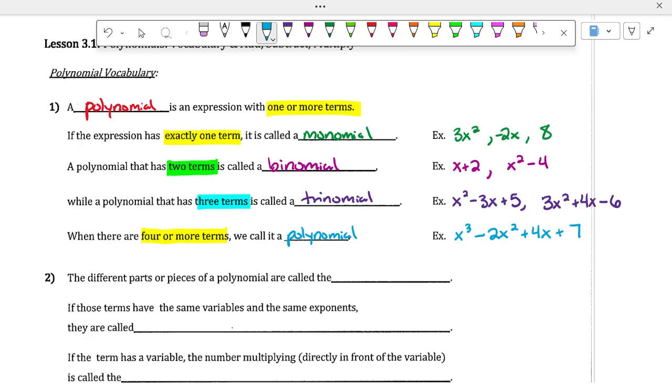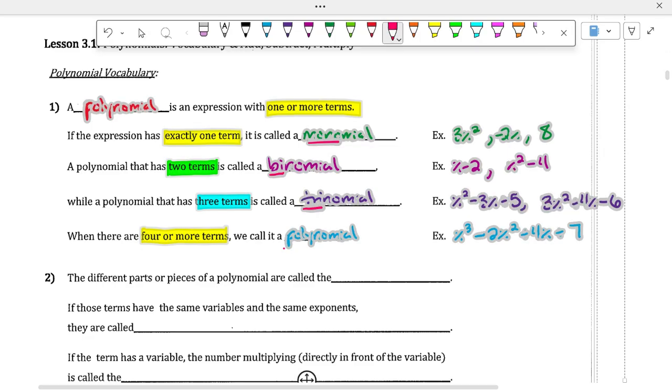These three right here are the ones that you really need to know because I'll be using those words a lot. Again, a way to remember it is to look at the root of the word. Mono means one. Bi means two. Tri means three. And poly means multiple.